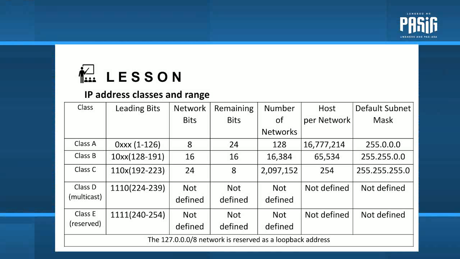Leading bits is 224 to 239. Network bits, remaining bits, number of networks, hosts per network, and default subnet mask are not defined. Class E is reserved. Leading bits is from 240 to 254, and the network bits, remaining bits, number of networks, hosts per network, and default subnet mask are not defined.